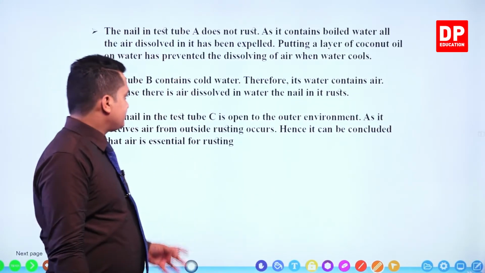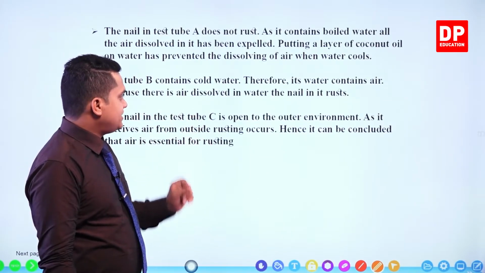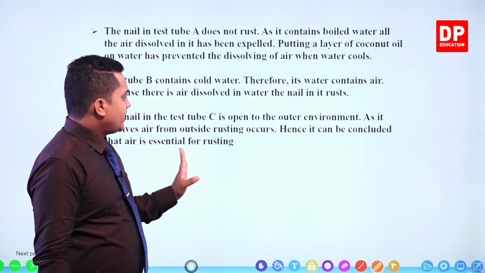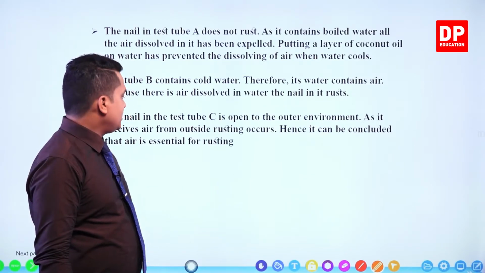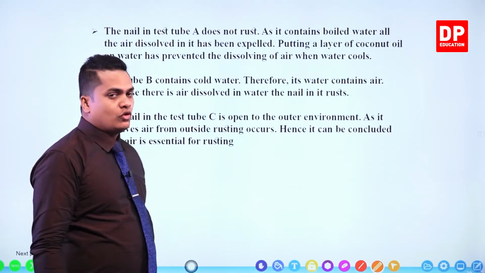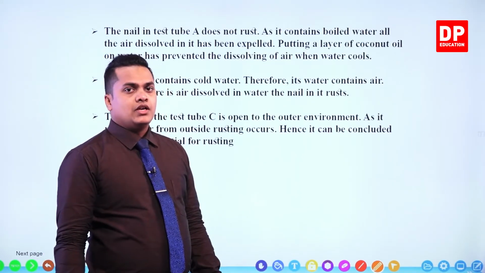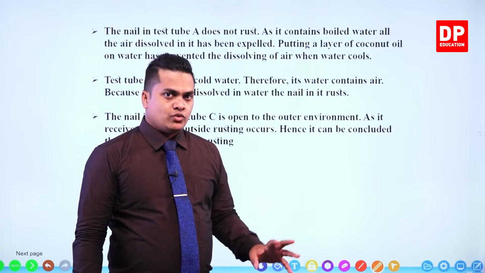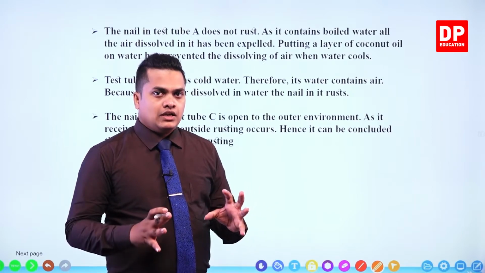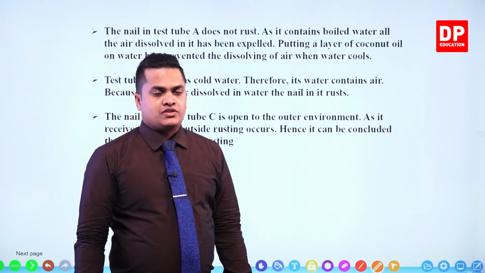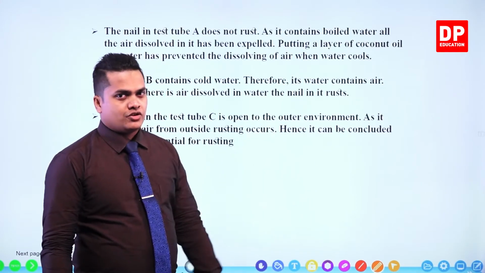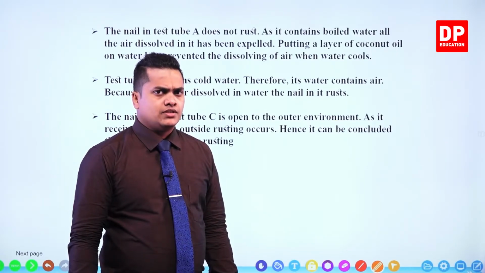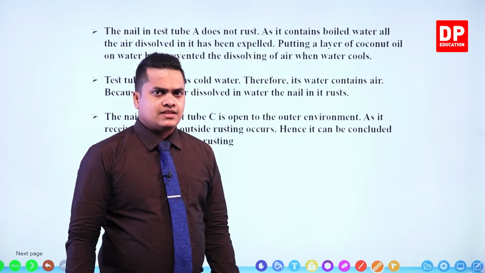Then the third setup: the nail in setup C, or test tube C, is open to the outer environment. As it receives air from the outside, rusting occurs. Hence, it can be concluded that air is essential for the rusting process. So this is the explanation for our experiment, right? I took our conclusion as: air is very important for the process of rusting. So this is the explanation for that experiment. We'll head on to see our next experiment in identifying the factors necessary for rusting.